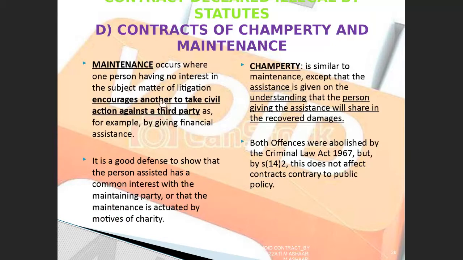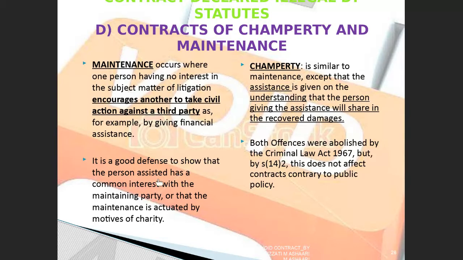Okay, next one, we are referring to the contract of champerty and maintenance. Look at maintenance first. It occurs when one person having no interest in the subject matter of the litigation, let's say this is A, encourages another, let's say B, to take legal action against a third party, C, for example by giving financial assistance. This always happens in the scenario where you put a grudge on someone, and you influence them, give the money, so that you can take legal action against another person.